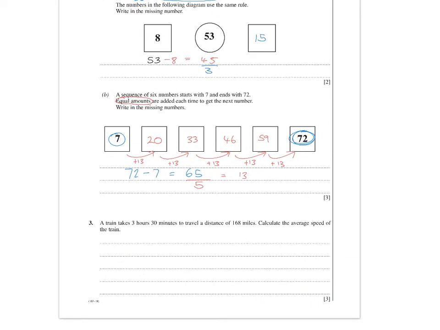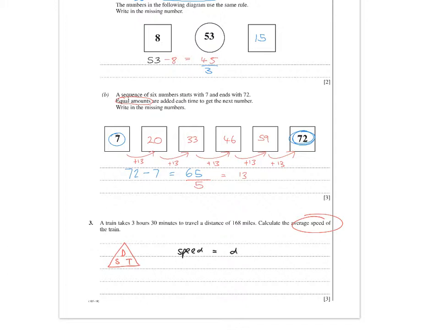The next question, now be very careful with this. It says a train takes 3 hours and 30 minutes to travel a distance of 168 miles. Calculate the average speed of the train. So you should be thinking of your distance, speed, time triangle. So that is distance is speed and time. So if I'm to work out the speed, I'd cover up the S, which leaves me with d over t, and I would do speed equals distance over time.